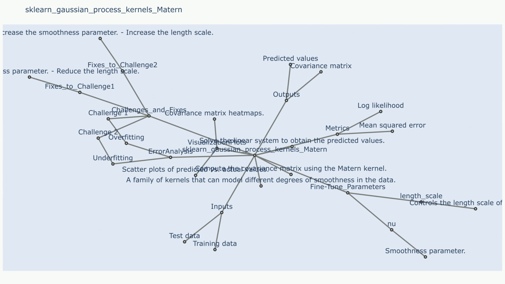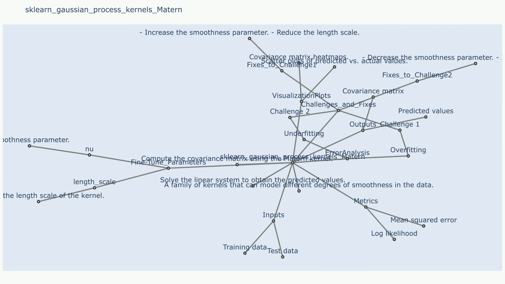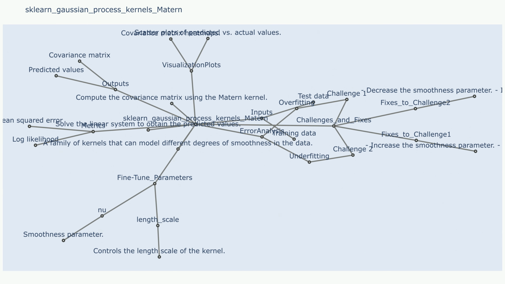Metrics: log likelihood measures the goodness of fit of the GP model to the data. Higher values indicate a better fit. Mean squared error (MSE) measures the average squared difference between the predicted and actual target values. Lower values indicate better prediction accuracy.